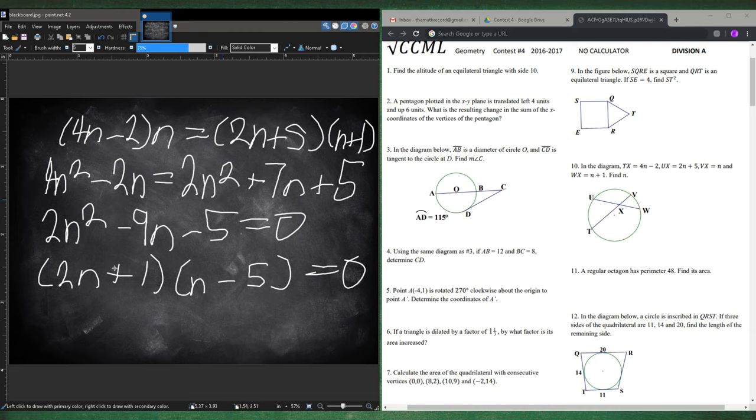N cannot be negative because vx is already n. If n is negative, you can't have a negative length. So this is not possible. So n has to equal 5. So the answer for number 10 is 5.